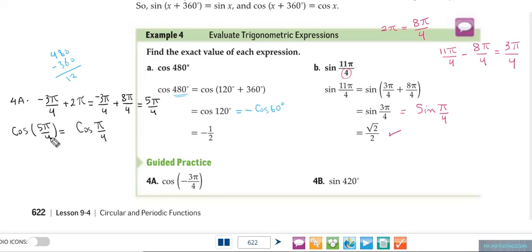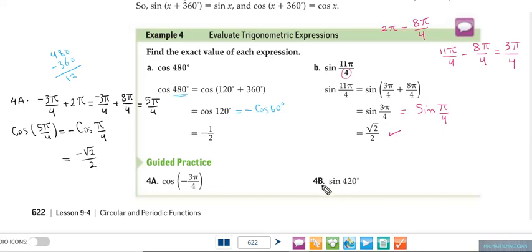But 5 pi over 4 lies in the third quadrant because it passes pi. It's more than pi, more than 180. So it lies in the third quadrant. And cosine in the third, is it positive or negative? Yes, excellent. It's negative. So this will be negative cosine pi over 4. Now you can write it as negative root 2 over 2.